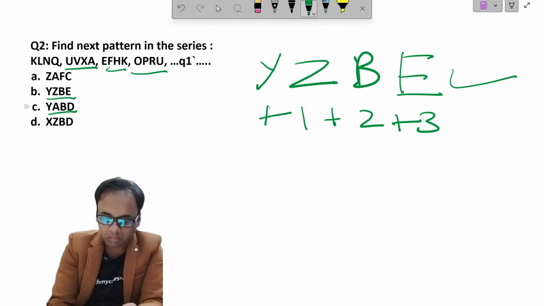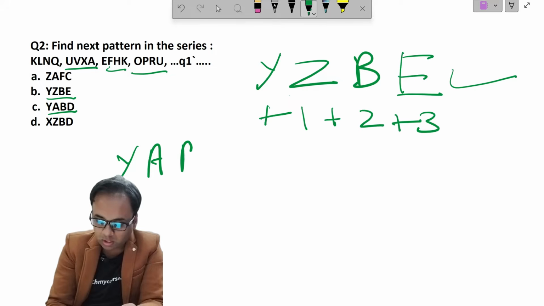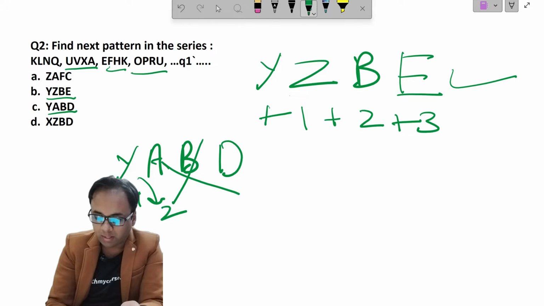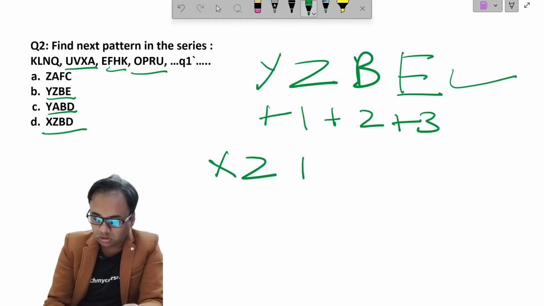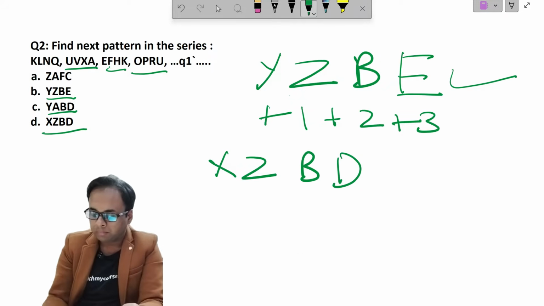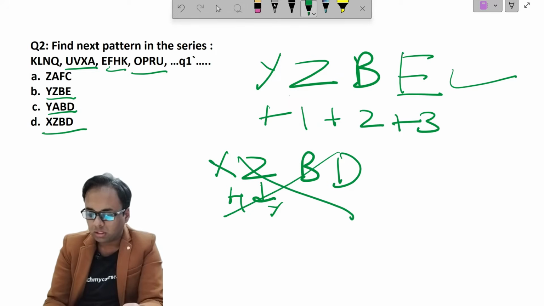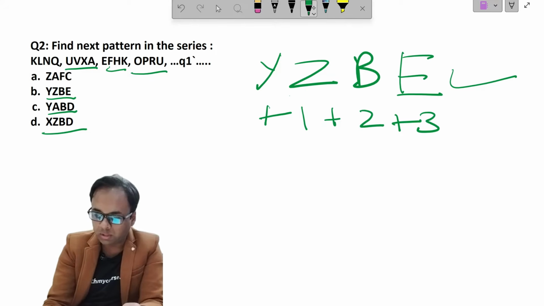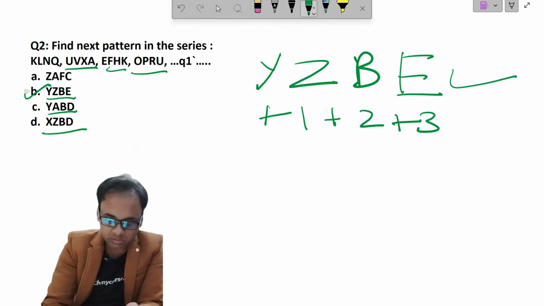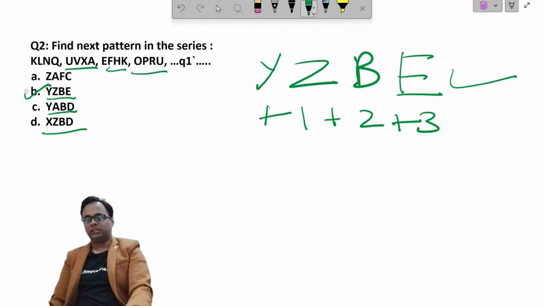Let us see the next option, YABD. It is Y, A, B, D. Plus 1 is not followed, because Z should have come here. So YABD is not being followed. Let me see the last, which is X, Z, B, D. Even here plus 1 is not followed, because Y should have come after X. So this is also not followed. So the correct option is YZBE. YZBE is the right answer.